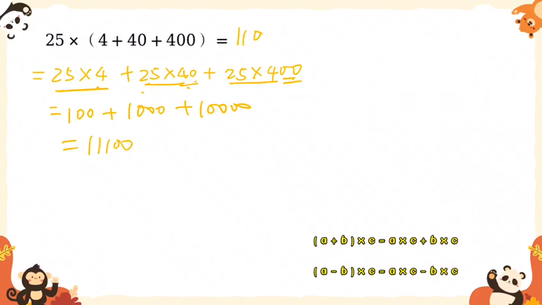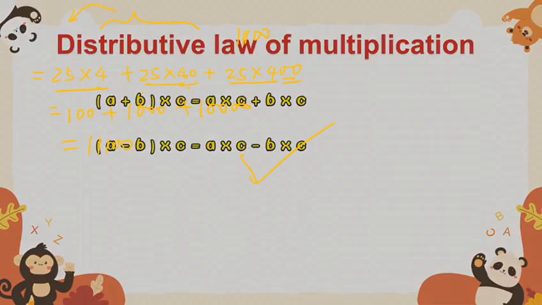Very easy, right? If you calculate the number in the brackets and then times 25, I think you need to just write down a vertical calculation. If you use this way, you don't need to do that. Easy to calculate. Okay? So next one.